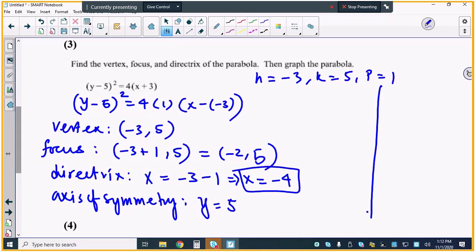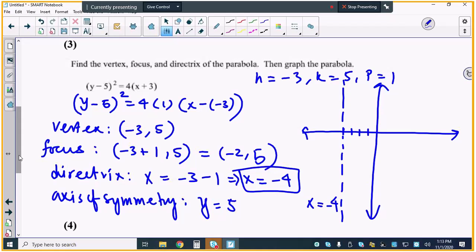Okay, so let's try to understand that in the context of the parabola. So we're going to draw it. Let's first get the directrix at x equal to -4. So 1, 2, 3, 4, this is the directrix, x equal to negative 4. The vertex of the parabola is at the point negative 3, 5, x equal to negative 3, y equal to 1, 2, 3, 4, 5.